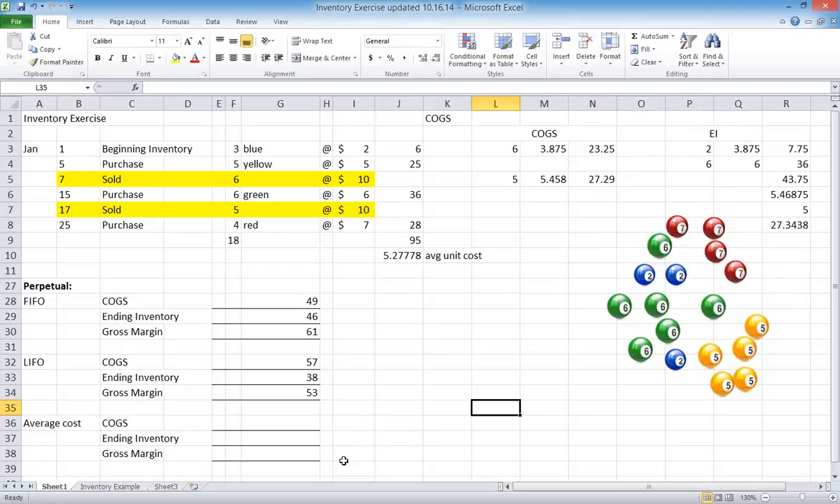So our ending inventory, and we have 4 more that we had purchased at 7. Okay, and my cost of goods sold, I can just add this up, 50.44, 50.54.